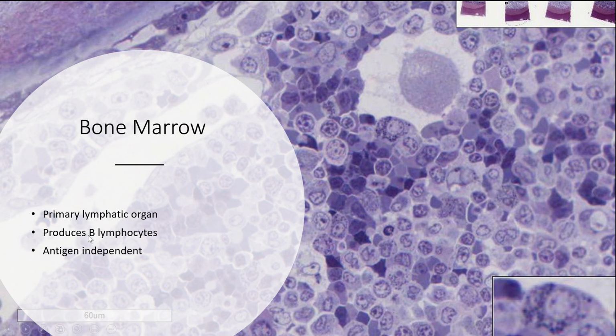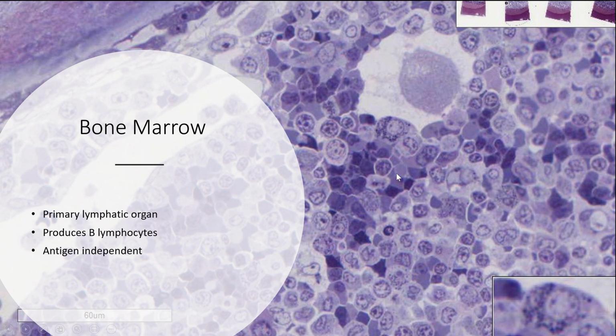But yeah, so in the bone marrow, it's a primary lymphatic organ. We do not want antigens in there because these cells do not know what is self yet, right? They're still learning, so we don't want to put any antigens, any bad things in there. And what the bone marrow is primarily responsible for is producing B lymphocytes. Okay, so bone marrow, B lymphocytes, bone marrow, B lymphocytes. So hopefully that makes sense for you guys.